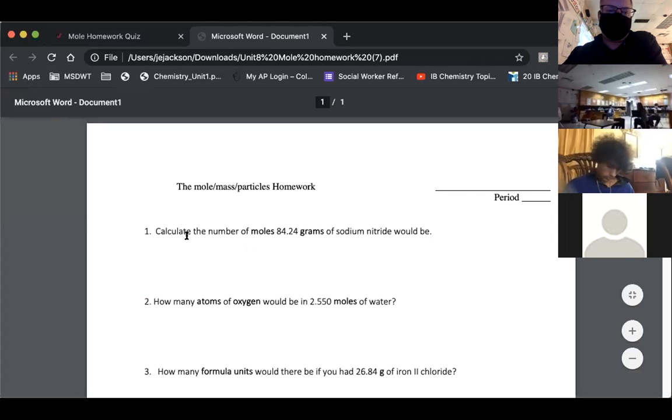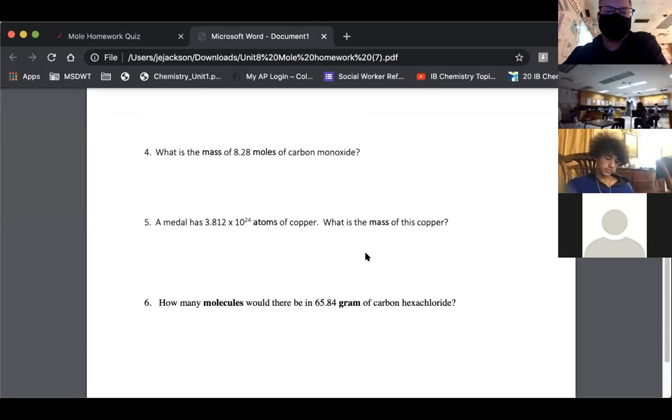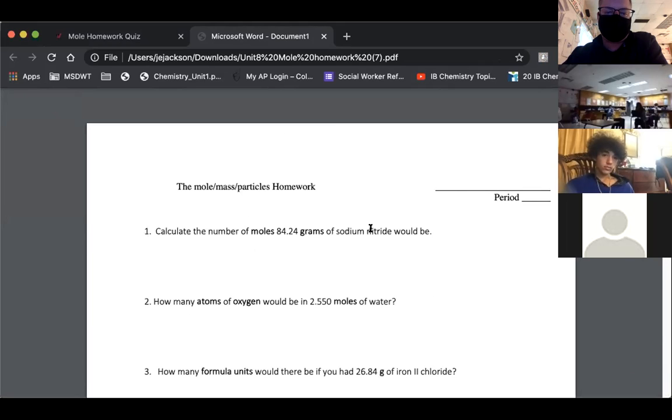So it's the same thing. Calculate the number of moles of 84.24 grams of sodium nitride. Keep in mind, this homework is a little bit hard because look what it has. It says sodium nitride. So you've got to know how to write out the formula for sodium nitride.